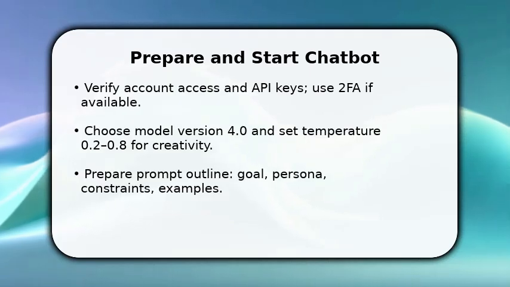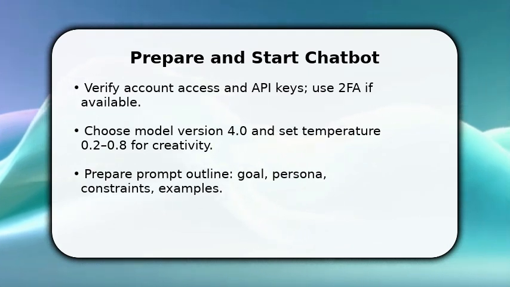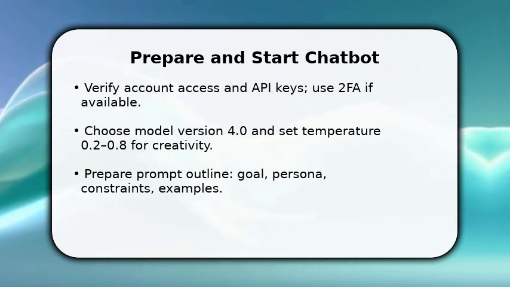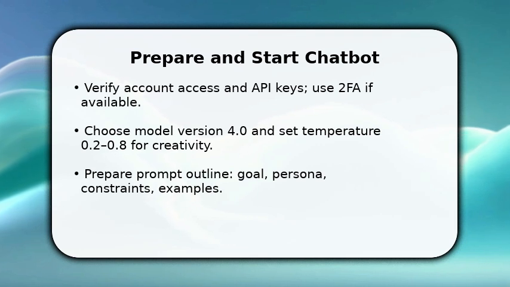You begin by confirming account access and locating any API keys. Enable two-factor authentication for security. Once done, select Model 4.0 and set a test temperature to control creativity.